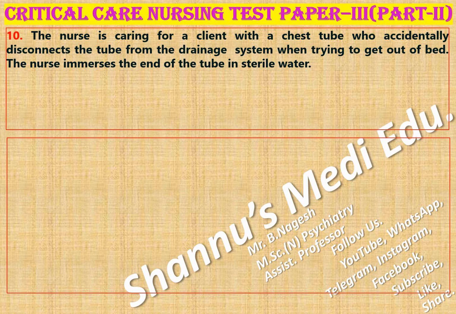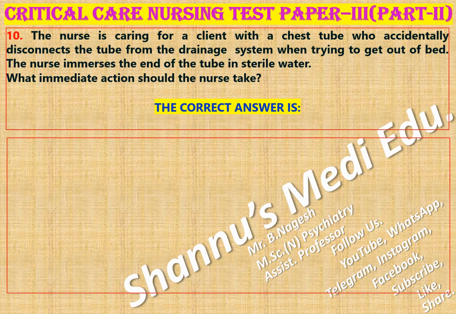The 10th question. The nurse is caring for a client with a chest tube who accidentally disconnects the tube from the drainage system when trying to get out of bed. The nurse immerses the end of the tube in sterile water. What is the immediate action the nurse should take? The correct answer is to obtain a new drainage system.